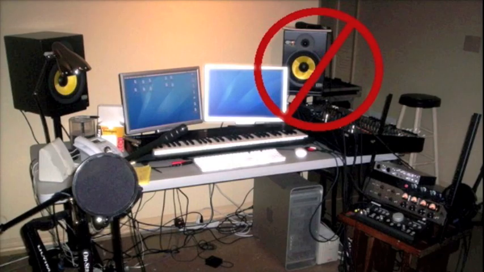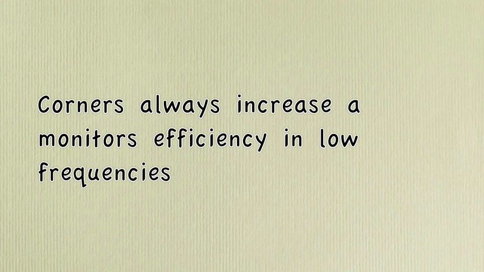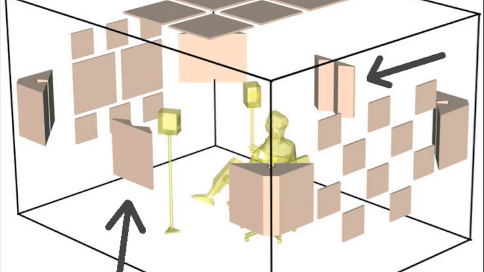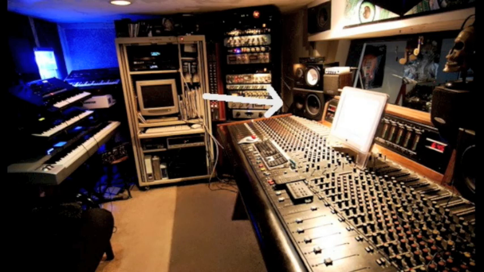If you have an untreated room, avoid placing monitors in the corners. Remember, corners always increase a monitor's efficiency in low frequencies. Use angled absorption panels in the side walls primarily at the point that the off-axis waves from monitors bounce directly back to your ears, when located in the sweet spot. Try avoiding to place monitors on your mixing desk's neck due to the early reflections developed from the desk's hard surfaces.